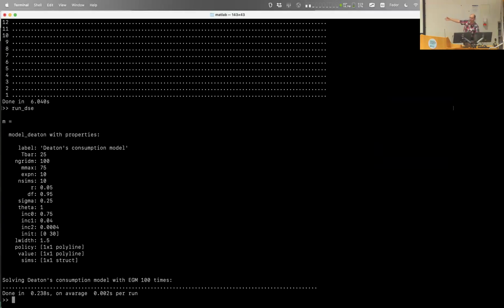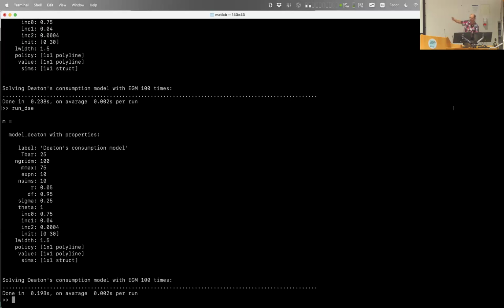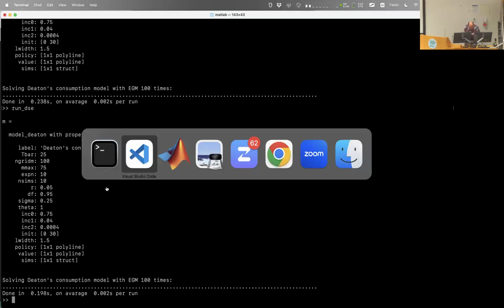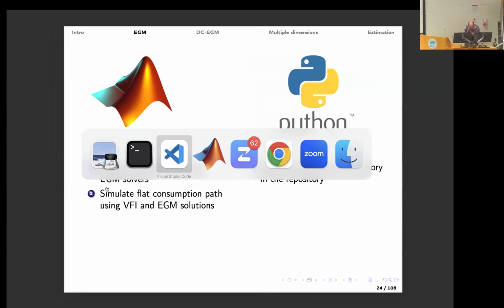And by the way, we've done this not just once, we've done it 100 times. So that was, let me do it again. No, pay attention. That's it. So this is 100 times that we've solved the model. And then, of course, simulating consumption paths, once you have this collection of policy functions, is a simple task.